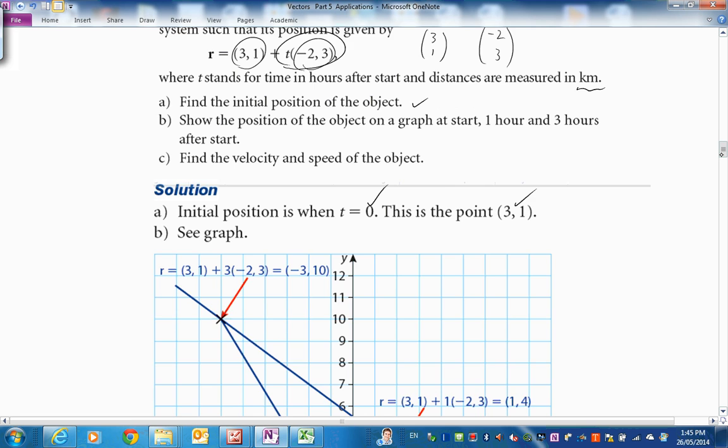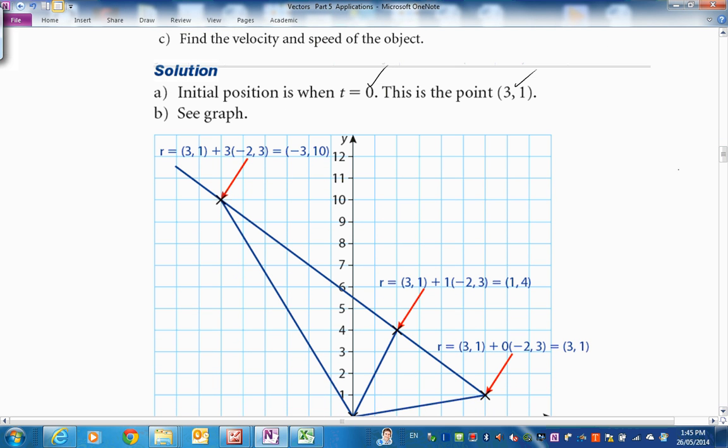So let's have a look and find the velocity and speed of the object. Where is it at the start? It's the point 3, 1. It's down here, 3, 1 on our system. Okay, and then 1 hour later, where's it gone? It's gone one lot of -2, 3, which is our velocity vector.